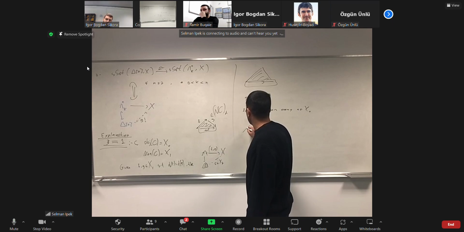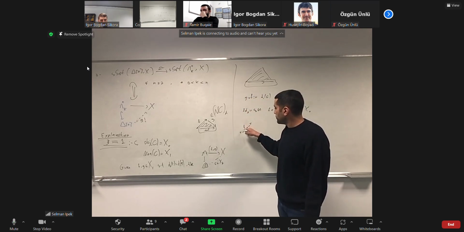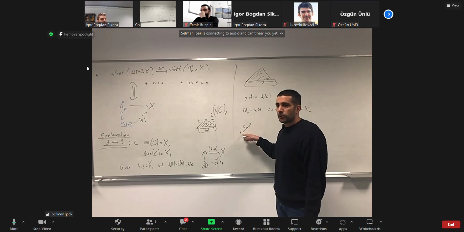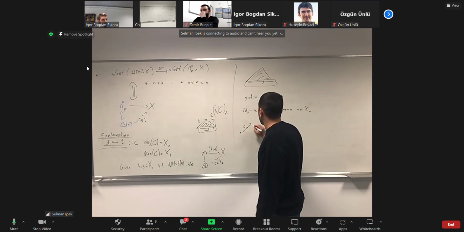And then why does this play the role of the identity? Like if I have F, okay, I use this notation. When I write like this, what do I mean by this? I mean that I have a one simplex, where D0 of this one simplex is Y, D1 of this is X, okay? This is what I mean. I will use this notation all the time.